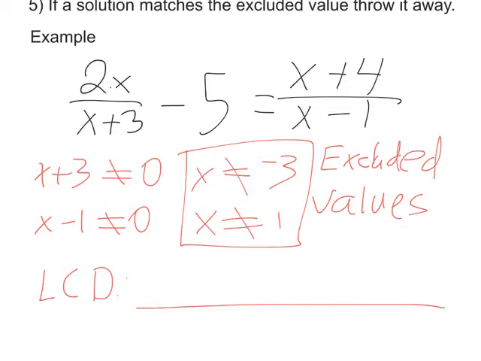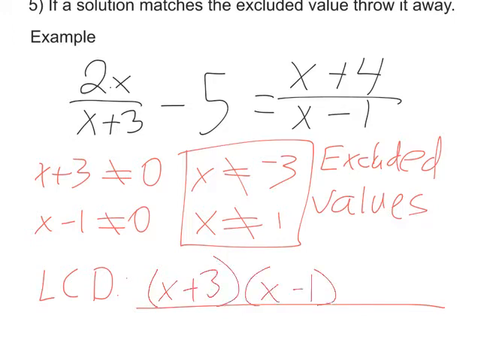So what we do is we take a look at our two denominators, and they're both factors, okay? One's an x plus 3 and one's an x minus 1. And so I'm going to need both of those to be part of my least common denominator. So x plus 3 times x minus 1.